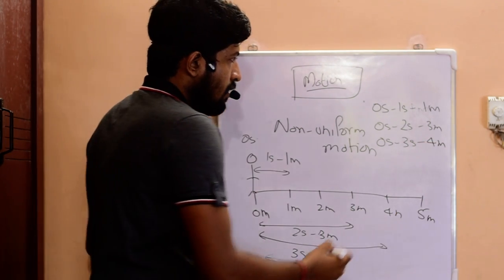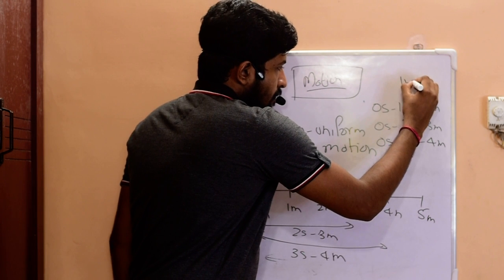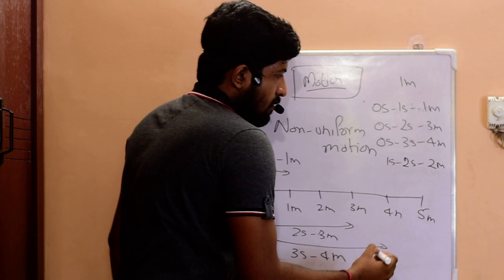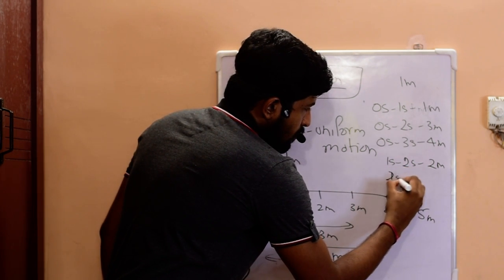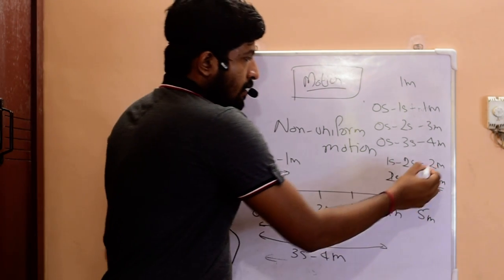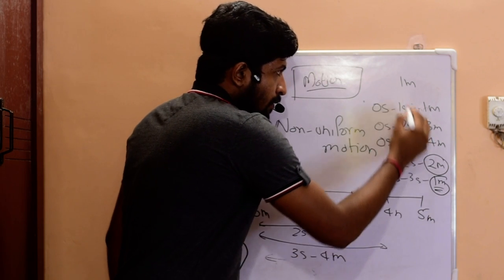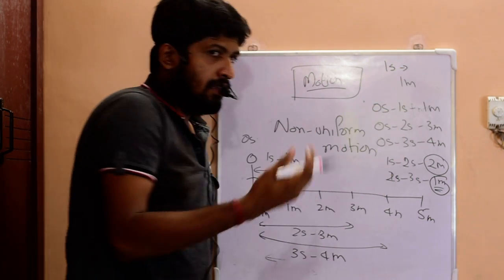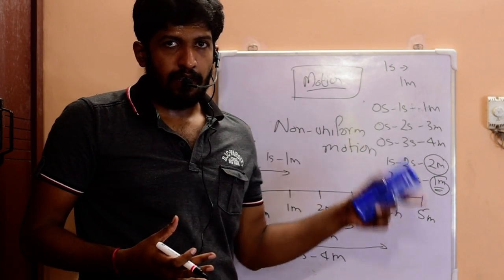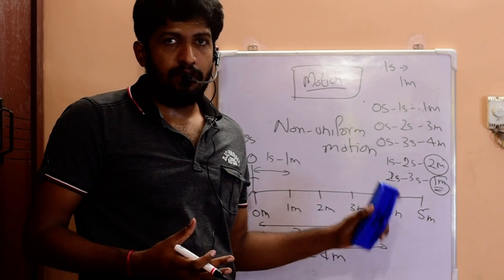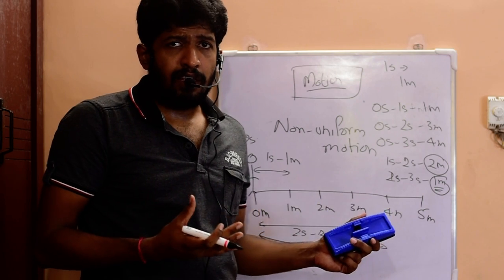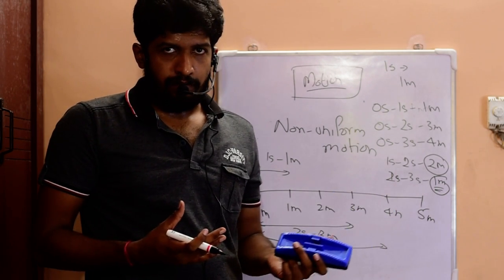So here we can see for 0 to 1 second there is 1 meter, and then 1 second to 2 second there is 2 meter increase, and then 2 seconds to 3 seconds there is 1 meter increase again. So we can see here for each 1 second the change in the distance is not uniform. For the first case it is 1 meter, second case it is 2 meter, and for the third case it is 1 meter. So there is no uniformity in this. So we can say this kind of motion is a non-uniform motion.